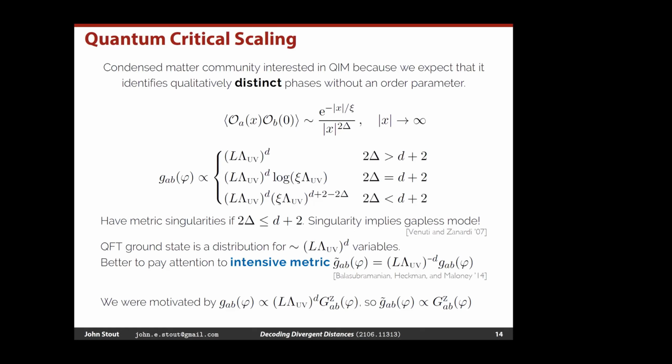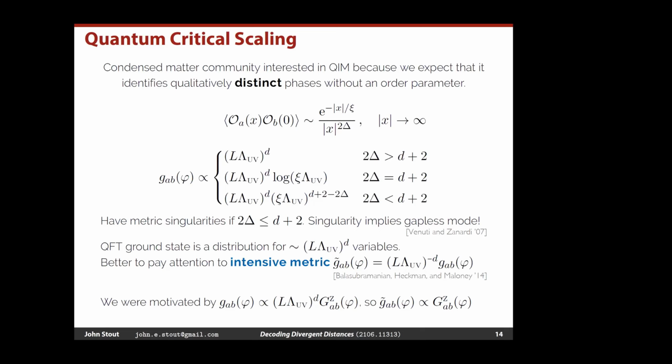the average distinguishability of all those local degrees of freedom. So in much the same way it makes sense to define a potential energy density instead of working with the energy, it makes sense to pay attention to the intensive metric, where I strip off this very natural scaling with both cutoffs. And that's what our motivation was, that this quantum information metric was proportional to the Zamolodchikov metric, but with this now understood factor of the cutoffs. This intensive quantum information metric is proportional to the Zamolodchikov metric.